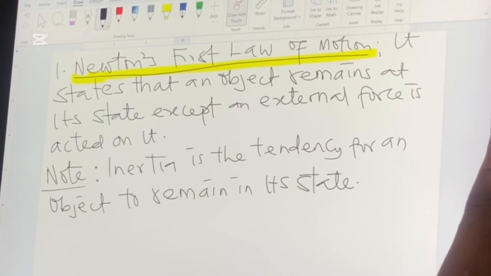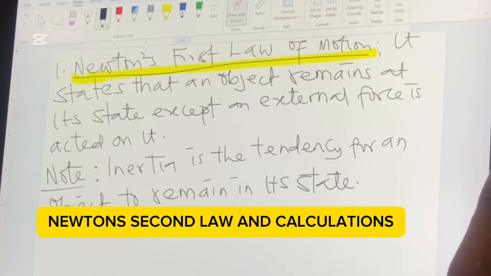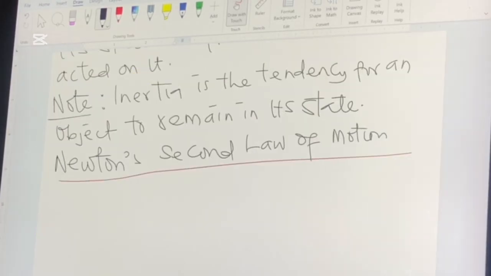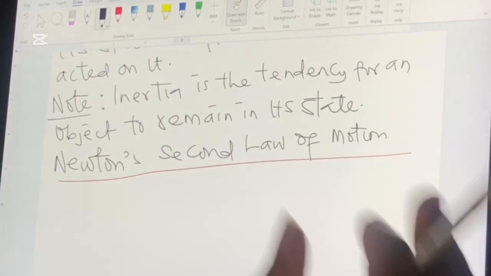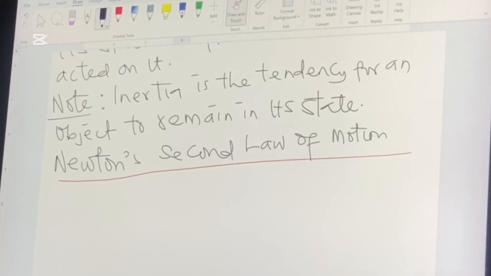Okay, so now let's consider the second law, that is Newton's second law of motion. Let's take the statements for Newton's second law of motion. After then, we'll take the mathematical formula and we solve an advanced question on Newton's second law of motion. Now let's take the statement, please.